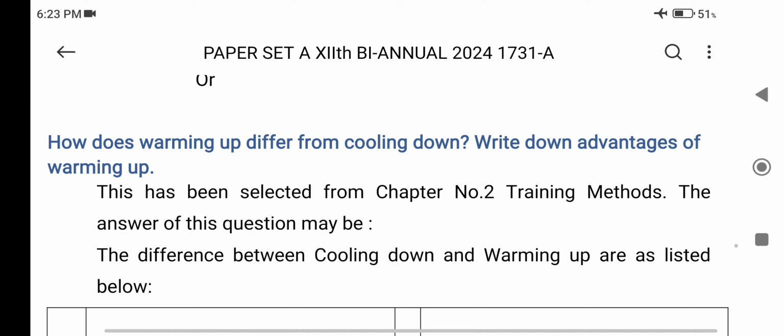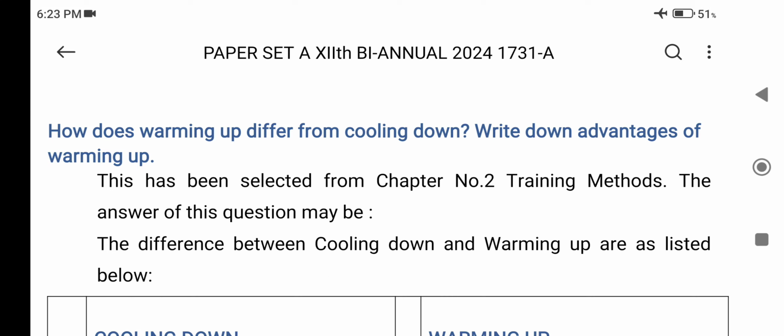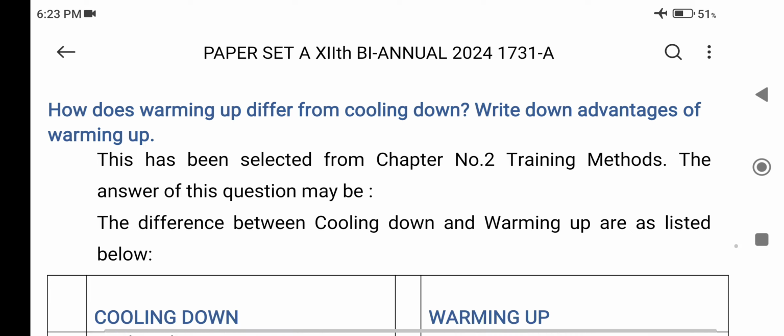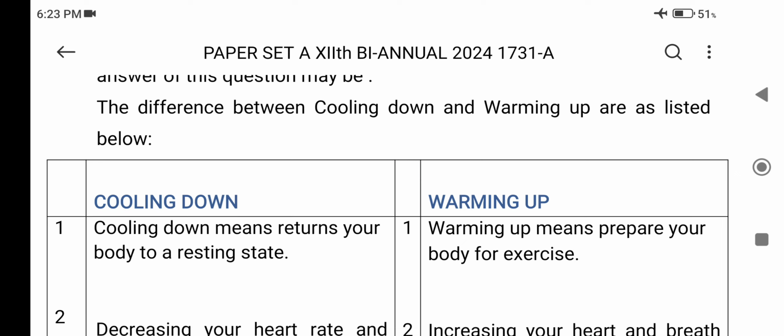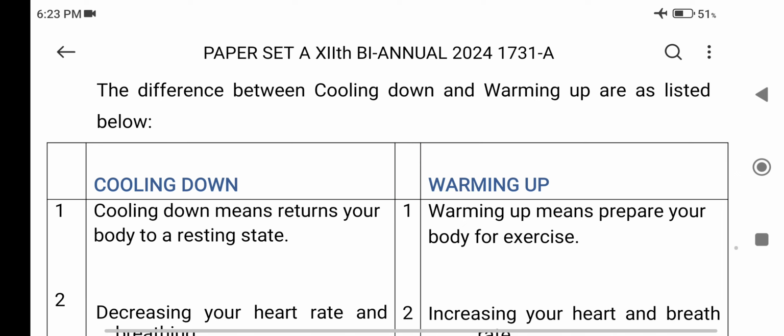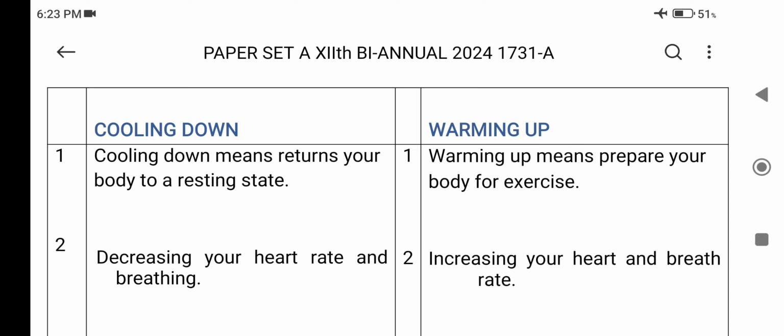Or, how does warming up differ from cooling down? Write down the advantages of warming up. This question has been selected from chapter number 2, Training Methods. The answer of this question may be: the differences between cooling down and warming up are as listed below. Cooling down, warming up. First point. Cooling down means returning your body to a resting state. Warming up means preparing your body for exercise.